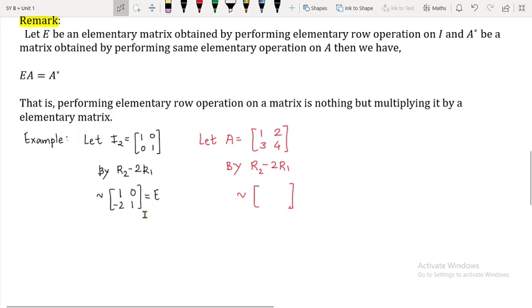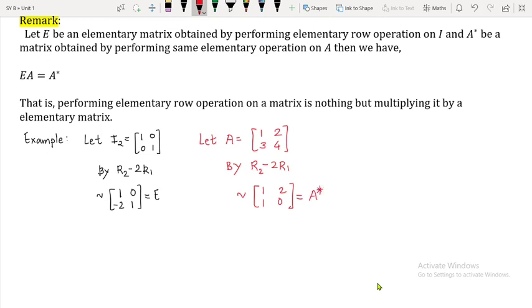And whatever operation is performed on I to get E, the same operation we have to perform on what? A. So that is what I am doing. आणि जो येणारा मॅट्रिक्स असेल त्याला आपण काय म्हणणार आहे, ए स्टार. So what will be my R2 minus twice R1? So second row will change. So 3 minus 2, I guess. So what will be 3 minus 2? Yeah, 1. Next is 4 minus 4. That will be 0, I guess. Fine. And this is my A star.